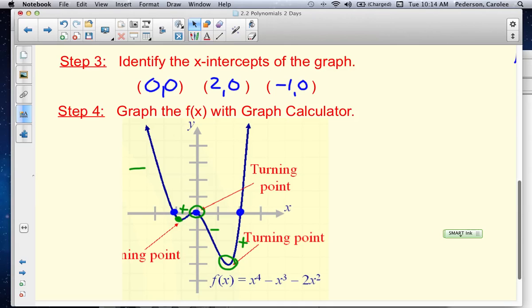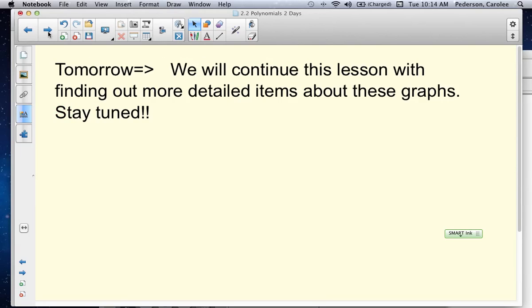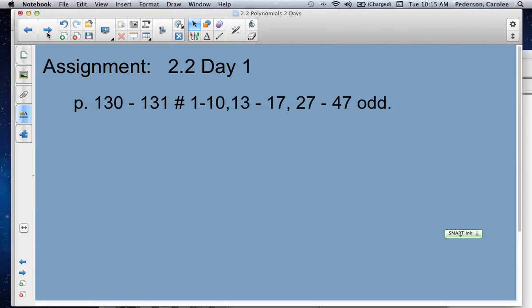All right. Tomorrow we're going to continue this lesson, focusing on how to use it without the graphing calculator. I'm going to give you some more tools tomorrow, and then tomorrow we won't be using the graphing calculators. So stay tuned. Here is your homework for tonight. So go ahead and write that down, and then we'll come back together and work on some homework questions you might have on quadratics.